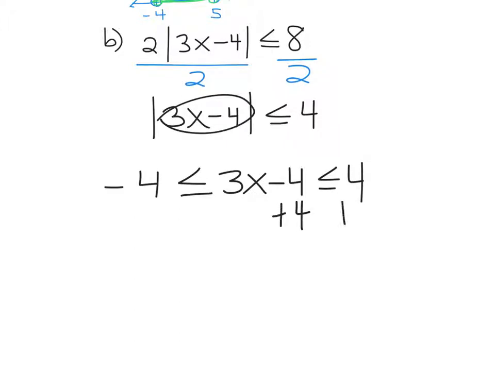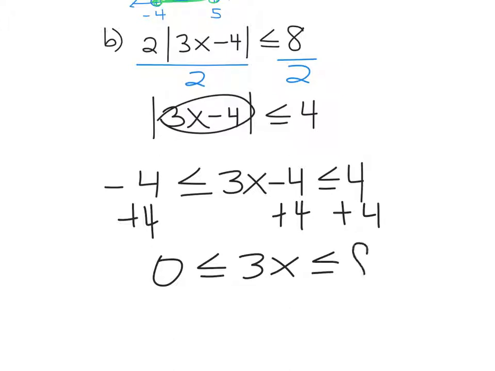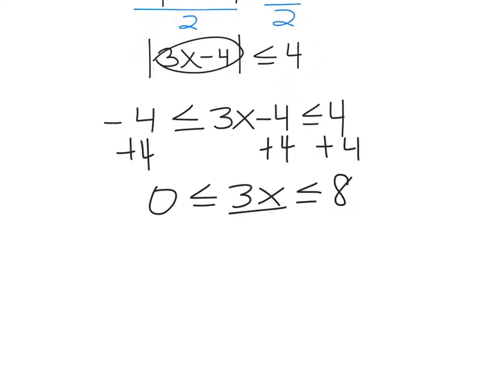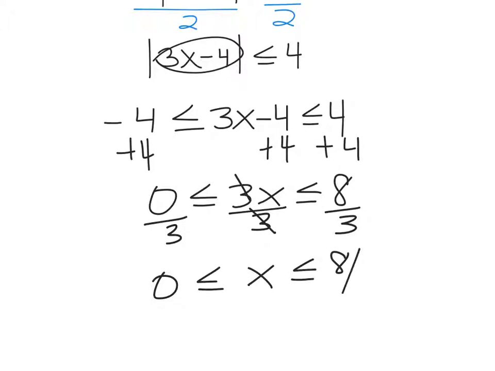All right, add 4 to everything. And so I get 0 is less than or equal to 3x is less than or equal to 8. And then divide everybody by 3. So divide by 3, divide by 3, divide by 3. 0 divided by 3 is 0. Here this turns into x, and this is 8/3.